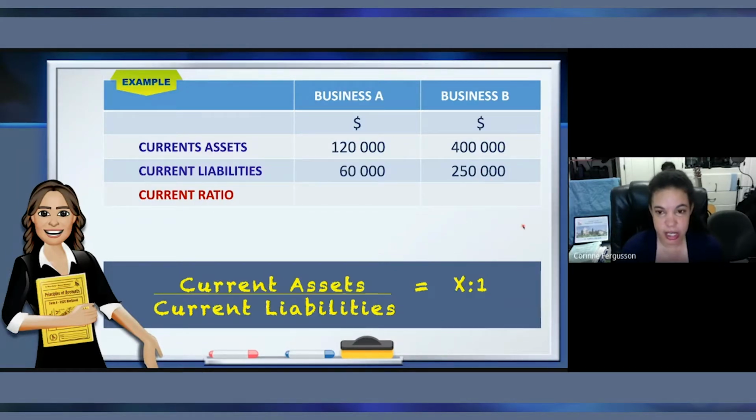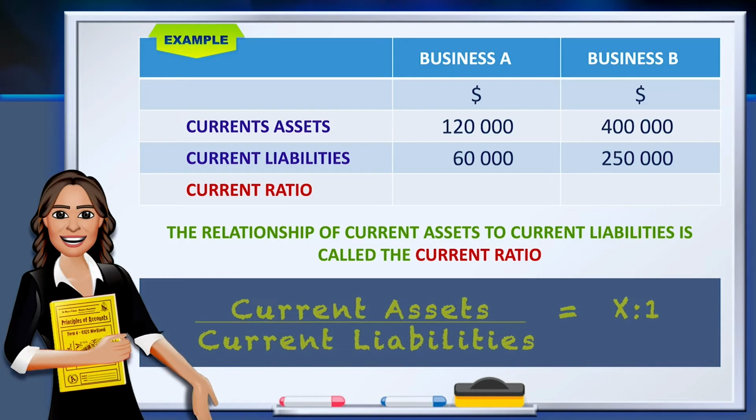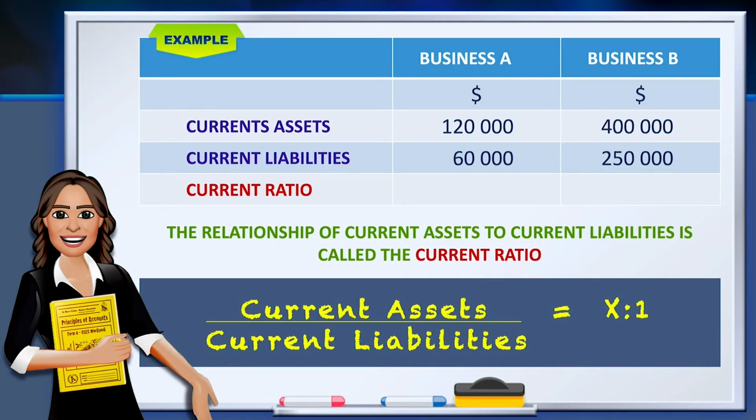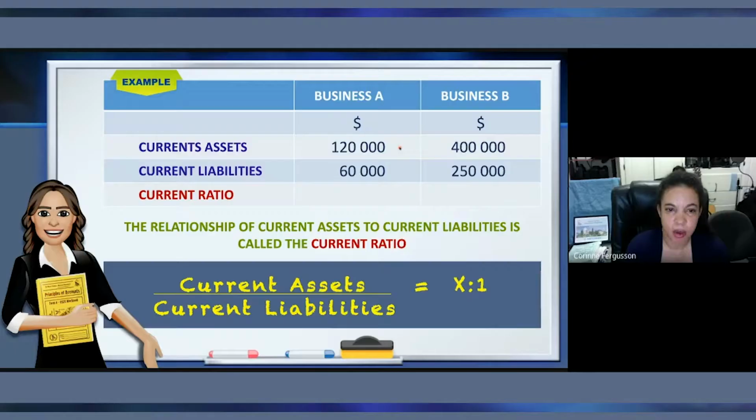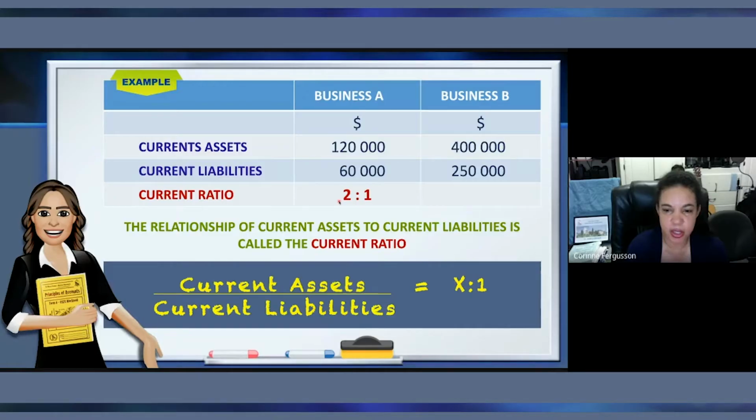So it's very easy to calculate our current ratio: current assets over current liabilities. For business A, our current assets of $120,000 over our current liabilities of $60,000 will give you an answer of 2, and you add the :1, so your answer is 2 to 1. So there are 2 current assets to 1 current liability.